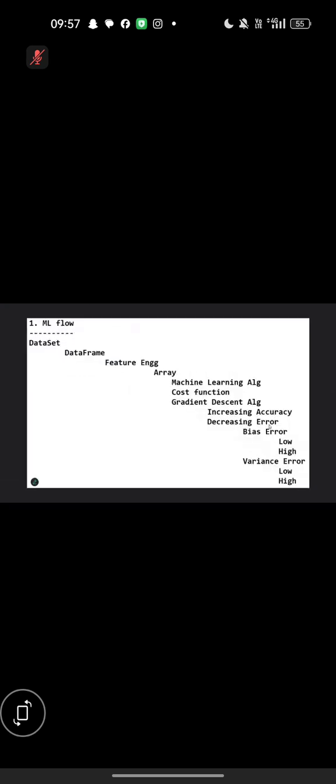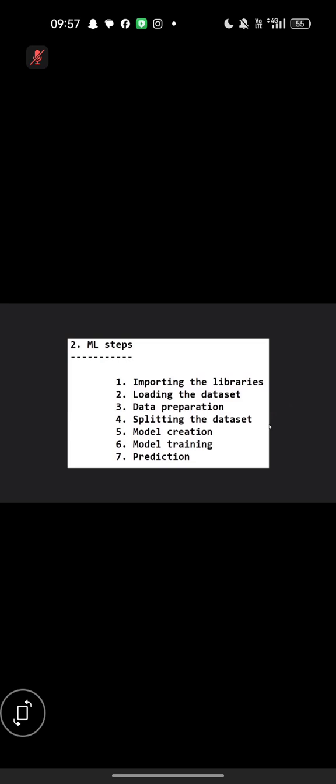So the second one, ML flow. The next one is ML steps. Don't get confused. I like to order like this. You will come to know the flow. I would like to make it so this one is a starting point, this one is an ending point. That's the main motto actually.